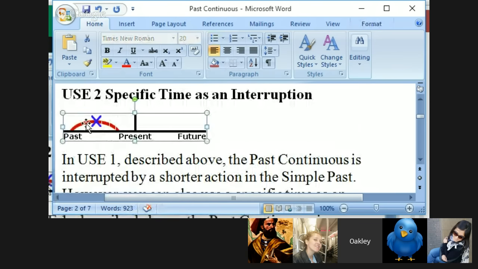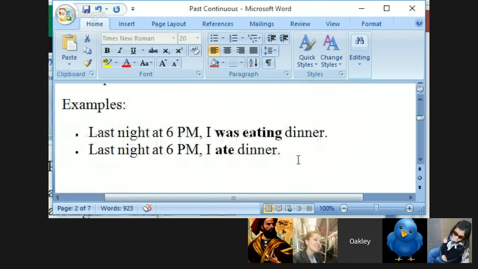We don't know when he started eating dinner, but he's somewhere in the middle of that continuous action. Maybe he started 5 minutes ago. Maybe he started 20 minutes ago. We don't know. But he's not finished yet. That we know. In the second one, using the simple past, it probably means he began eating dinner at 6 p.m. Okay, that's the difference.